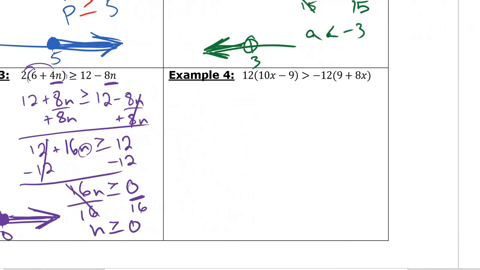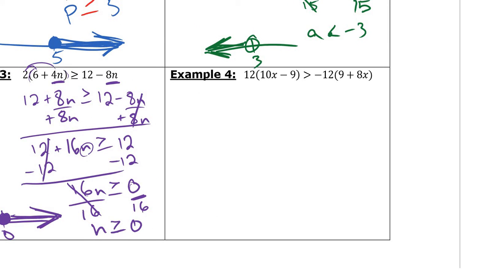All right, last question. Example 4. I've got parentheses on both sides, so I'll end up distributing. I see I have variables on both sides, so I'll know that I'm going to combine them. All right, first we distribute. 12 times 10 is 120x.